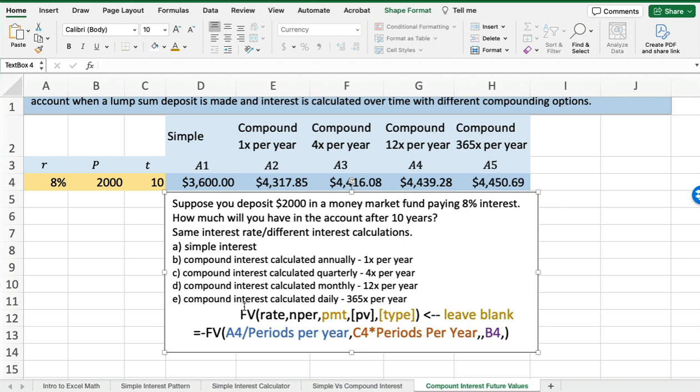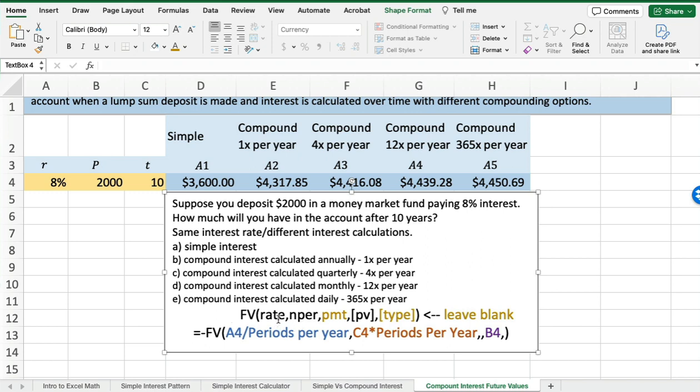So built-in functions in Excel always include parameters or arguments that you need to put and separate by commas inside the parentheses. So the formula we're going to be using is called the future value formula, which is capital F, capital V. And then inside the parentheses, the spreadsheet is expecting these 5 different things provided to it.